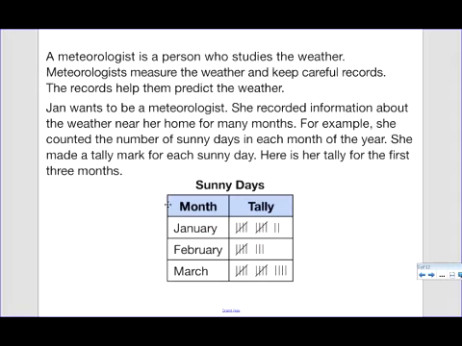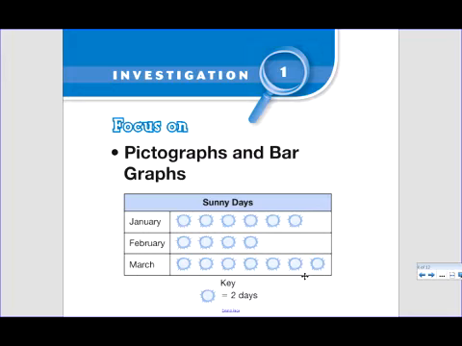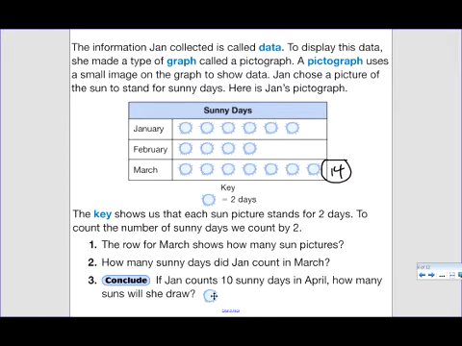Well, the information Jan collected is called data. To display this data, she made a type of graph called a pictograph. A pictograph uses a small image on the graph to show data. Jan chose a picture of the sun to stand for sunny days. Here's Jan's pictograph. If Jan counts 10 sunny days in April, how many suns will she draw?